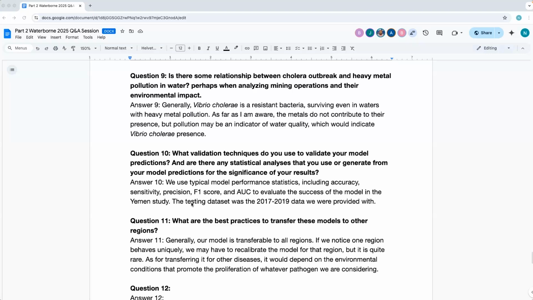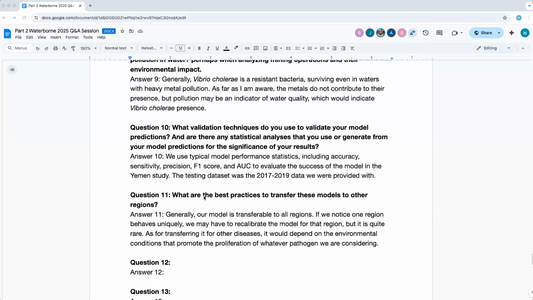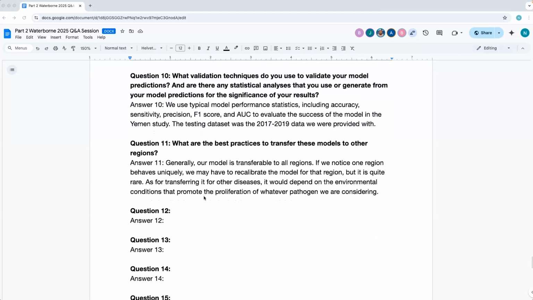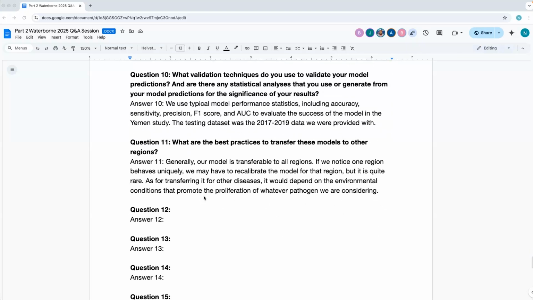Thank you. It is interesting. Question 10 is, what validation techniques do you use to validate your model predictions? And are there any statistical analyses that you use on your model predictions for the significance of your results?